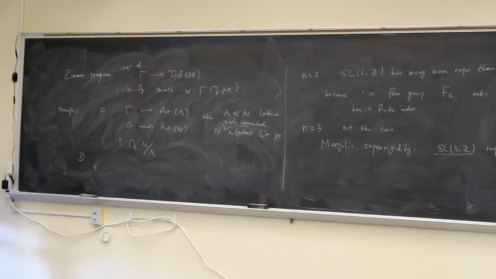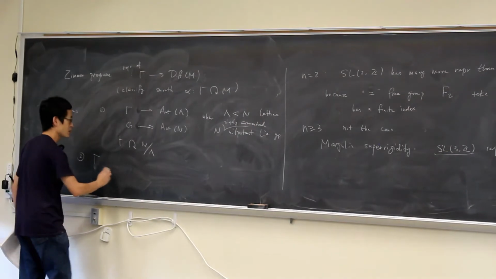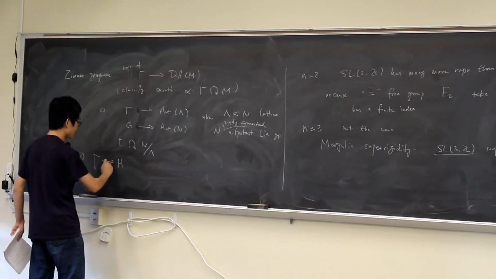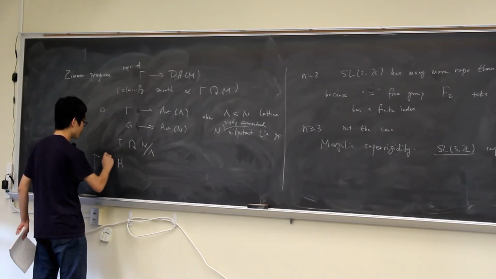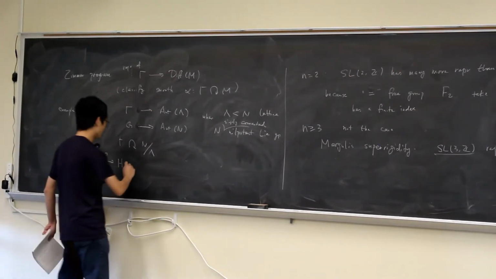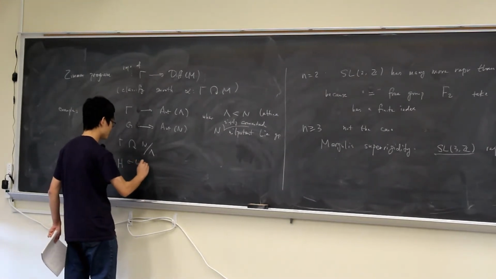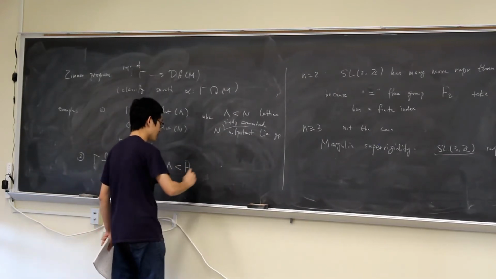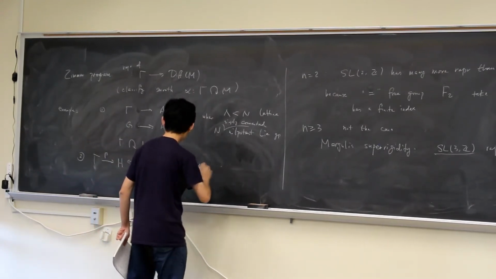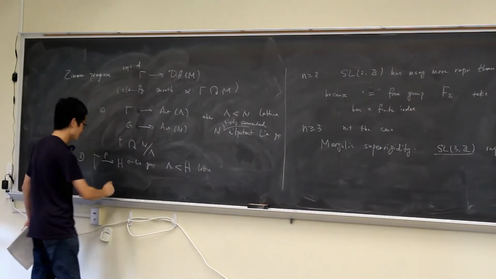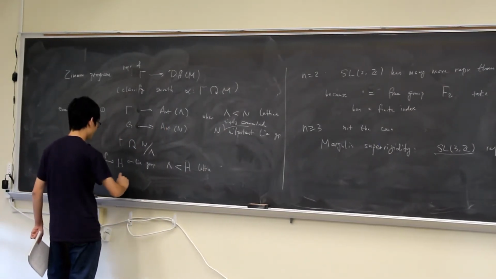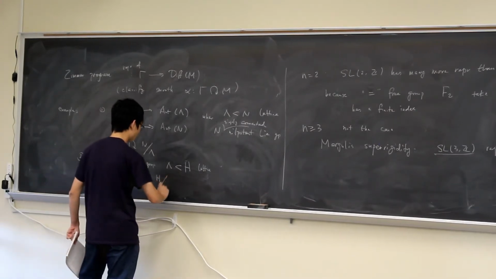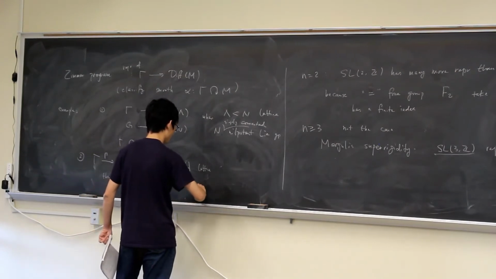The other kind of example is even simpler. Let's say gamma has a homomorphism into H, and H is a Lie group, and lambda is a lattice in H. Then gamma acts on H mod lambda by left translations.